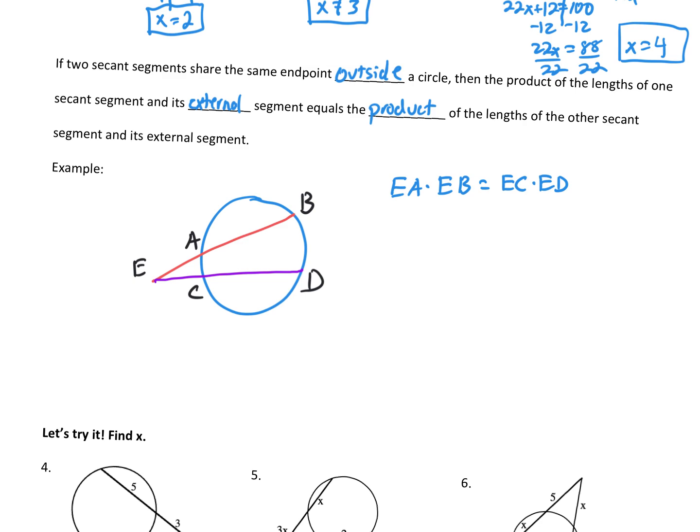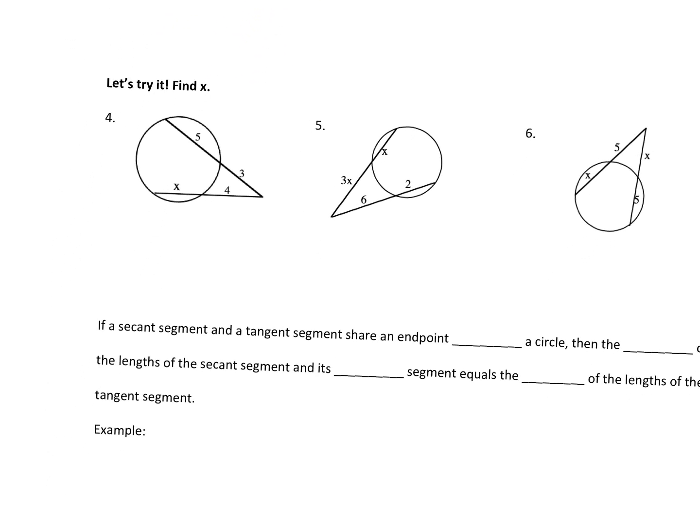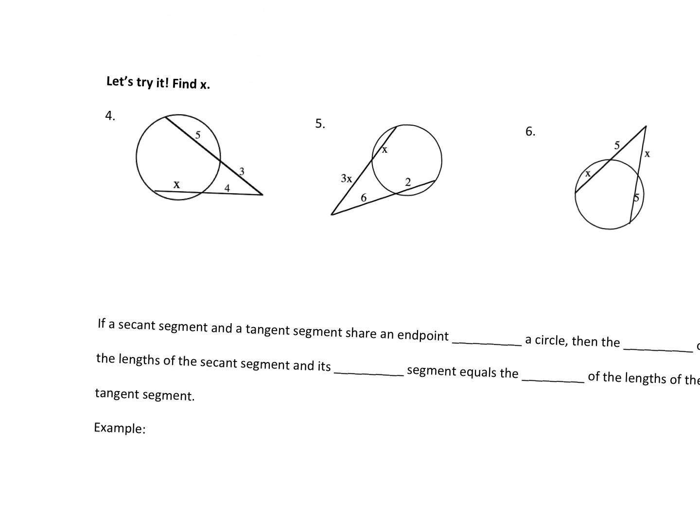Let's apply that to what we have. So here, this is the segment on the outside. So we want to do 3 times the whole thing, which is 3 plus 5, equal to 4 times the whole thing, which is 4 plus x. We're going to simplify. 3 plus 5 is 8. 8 times 3 is 24.